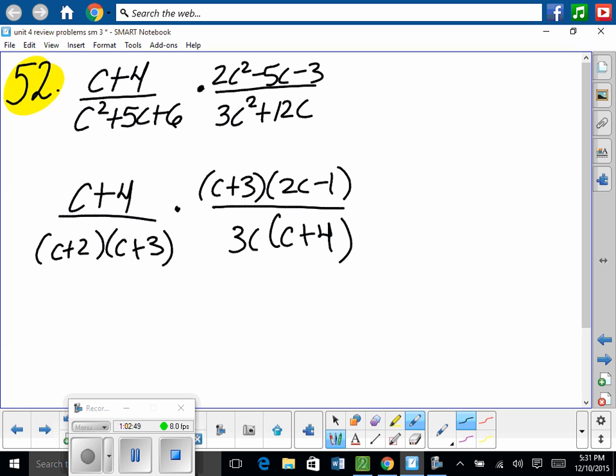Divide out exact factors, but only if it's on top and bottom. So we have a c plus 4 on top and on bottom. We have a c plus 3 on top and bottom. We have 2c minus 1 left on top and c plus 2 on bottom.